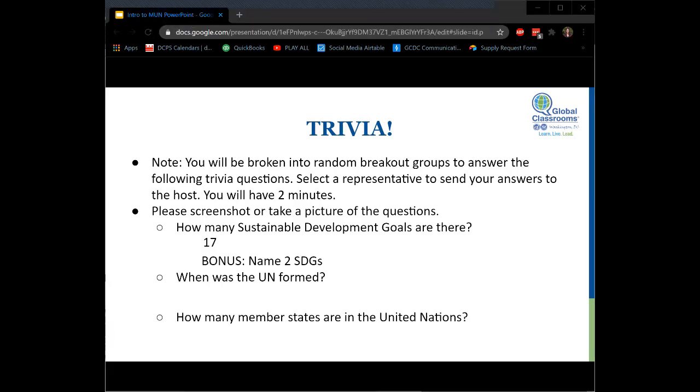But yeah, going through all of the answers of each question. First one is how many Sustainable Development Goals are there? There are 17. So John, great job. You got that one. Ben, fortunately, there's 10 more than you guessed. But can anyone name 2 SDGs?